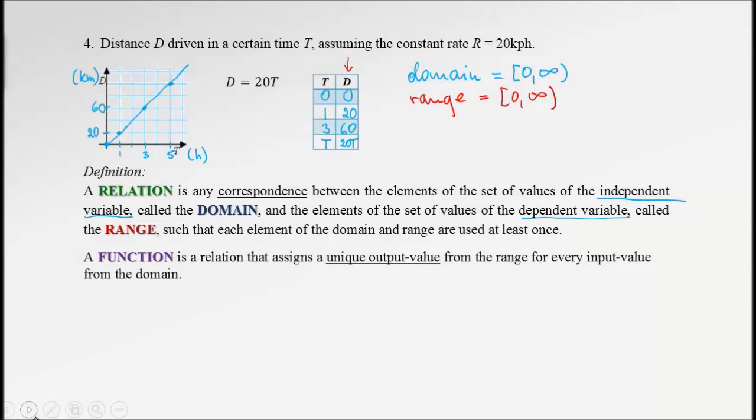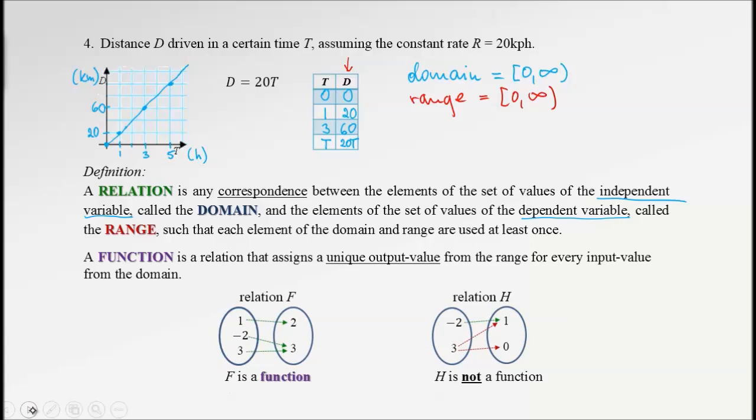Okay, so we know what's a relation, and we know that certain relations are functions. A function is such a relation that assigns a unique output value from the range for every input value from the domain. Let's see this example. Here we have a relation f given by arrow diagram. From every input there is only one arrow coming out, which shows us a unique assignment of numbers from the range to every member of the domain. So that's a domain set and that's a range set. Therefore, such a relation is a function because we have a unique assignment.